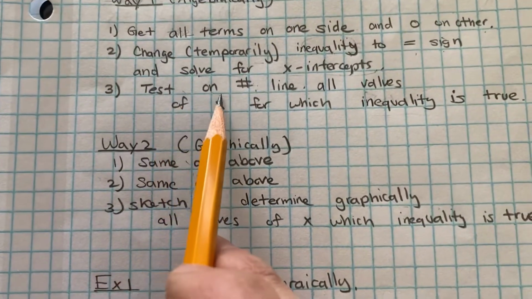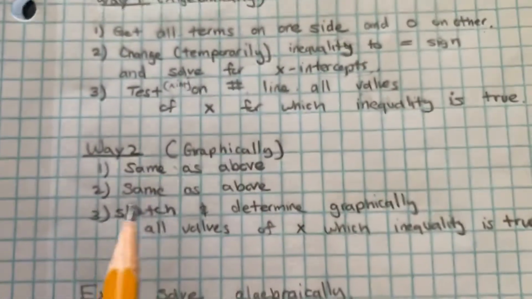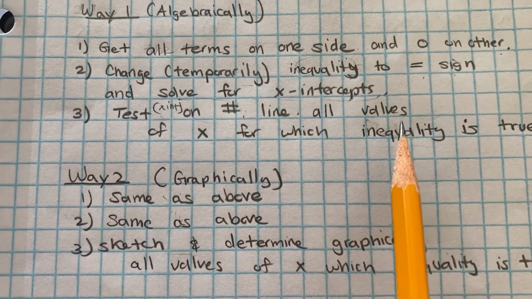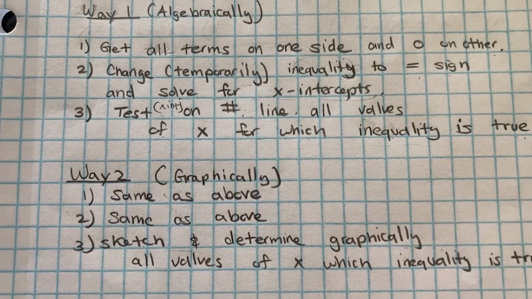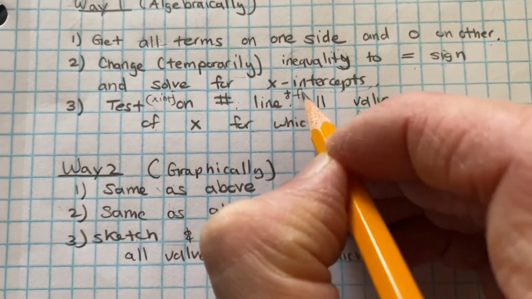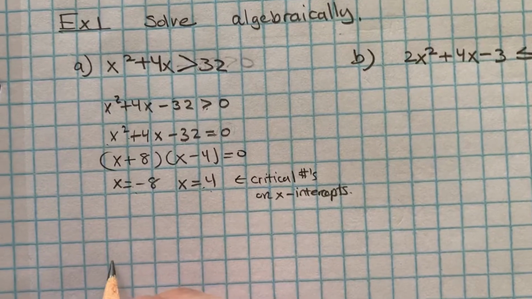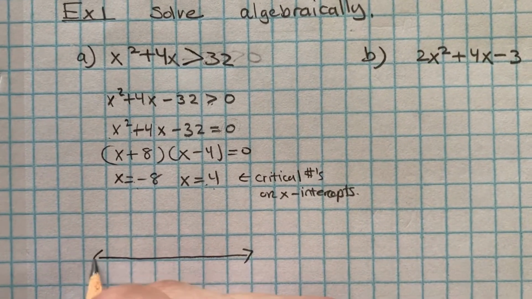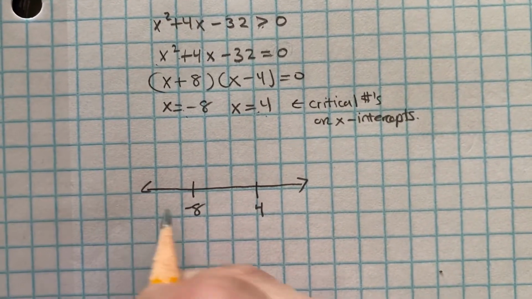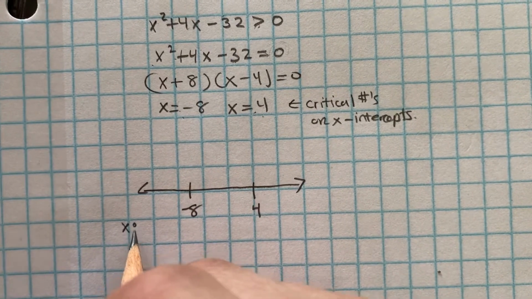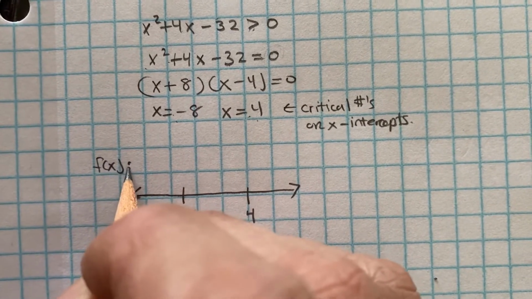So step number 3 says test those numbers. So we'll say test x-intercepts, okay, on the number line. And we're trying to find all values of x for which the inequality is true. So what do you mean by that? So right now, in my number line, I have negative 8 and I have 4. Okay? So on the bottom of this number line, you want to test x values. And the top of the number line right here, we'll call it f of x, basically your y values.